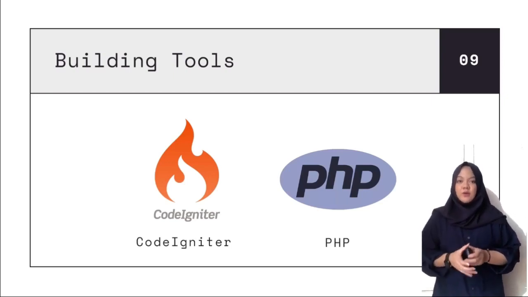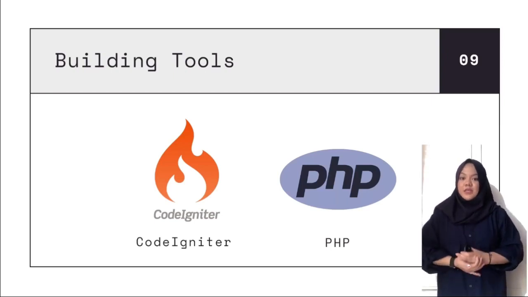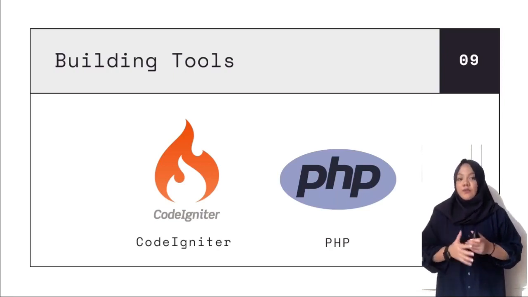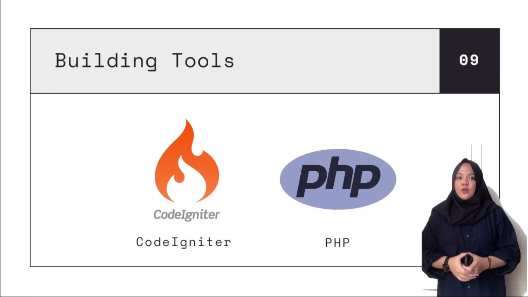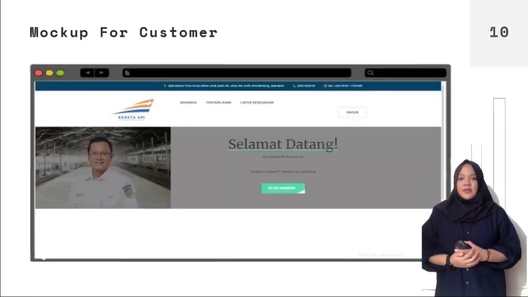CodeIgniter is a powerful PHP framework with a very small footprint, built for developers who need a simple and elegant toolkit to create full-featured web applications. Okay, the last one is PHP. Hypertext Preprocessor is a widely used open-source general-purpose scripting language that is especially suited for web development and can be embedded in HTML. Okay, now I'm gonna explain about the mockup.